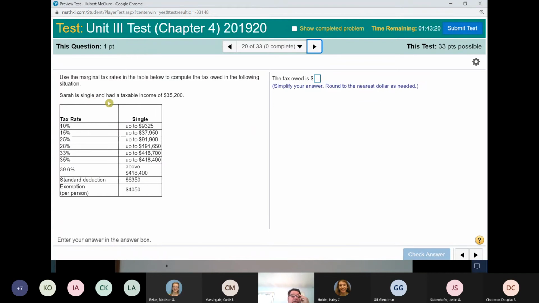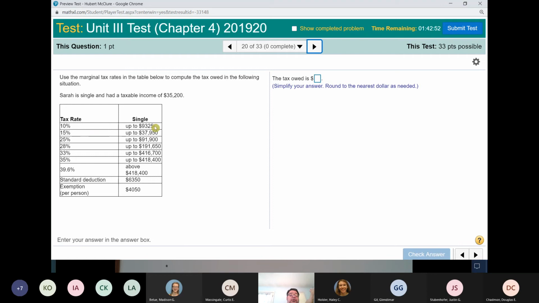Sarah is single and has a taxable income of $35,200. So she's in the 2nd bracket. And she's gonna, wait a minute, you gotta deduct $63.50 and $40.50. So $10,400. So that'll put you in $24,800 or something like that. So $24,800 will go in the 2nd one.